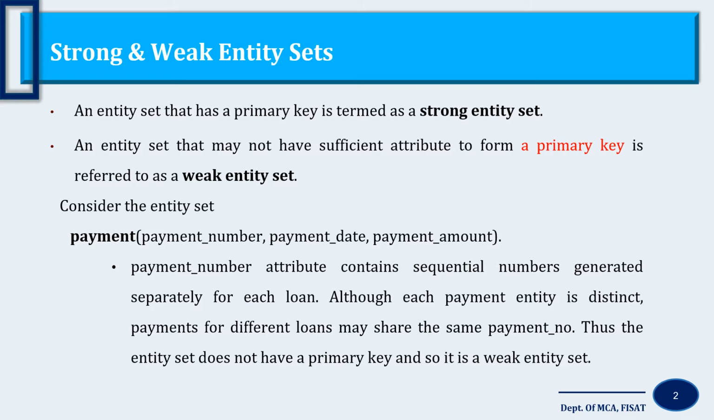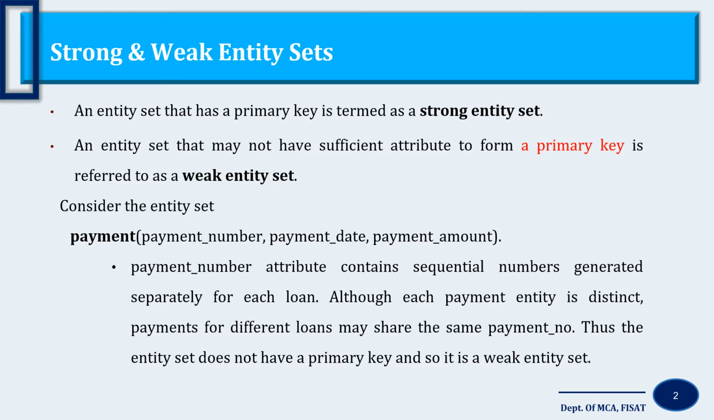Now let us consider an example, the payment entity set, which consists of three attributes: payment number, date, and amount. As you know, the payment amount cannot be taken as a primary key. Why? Because the same amount can be paid by many, right? Payment date also cannot be taken as a primary key because on the same date we may get different payments. So those two attributes cannot be taken as a primary key.